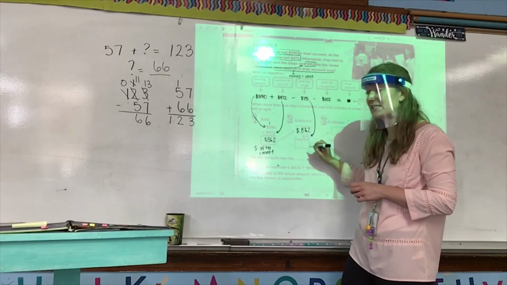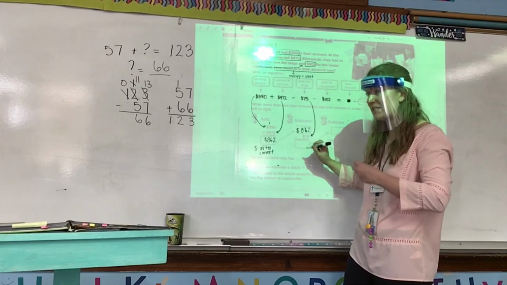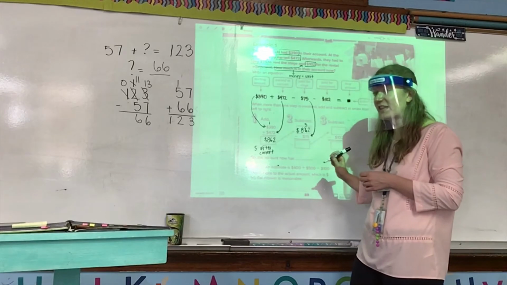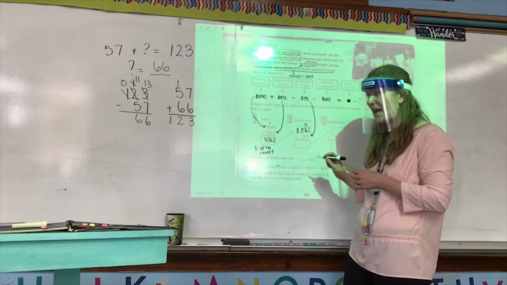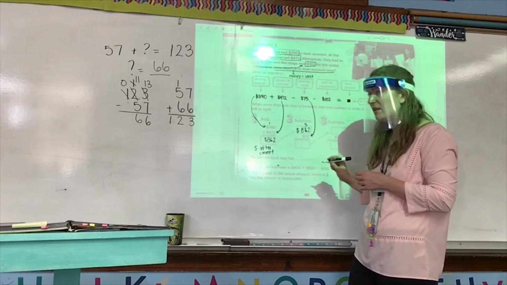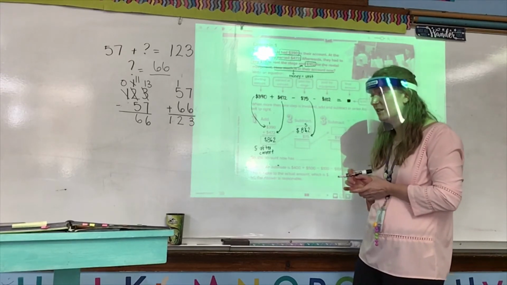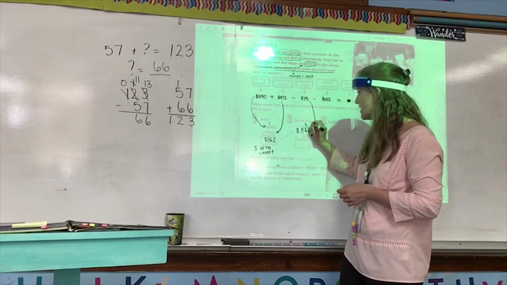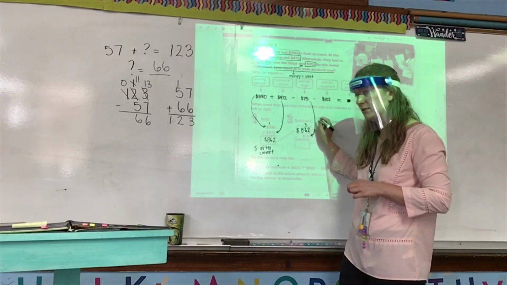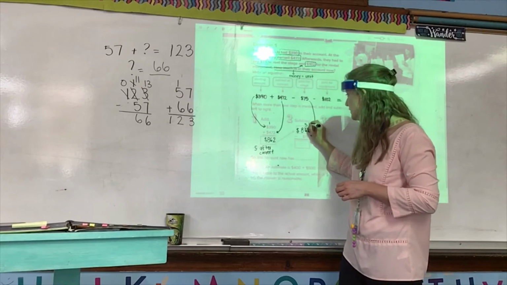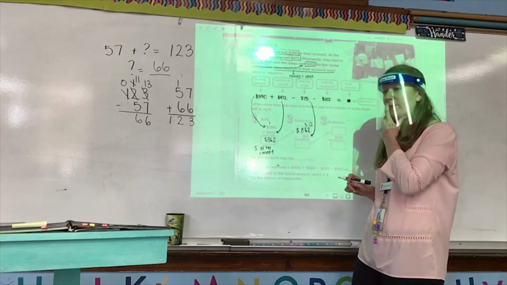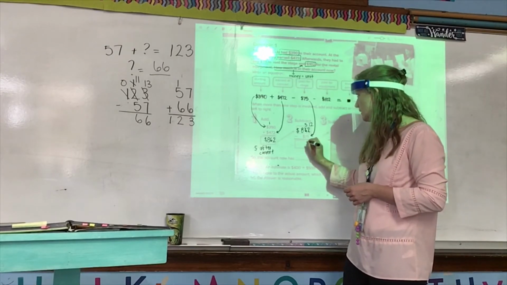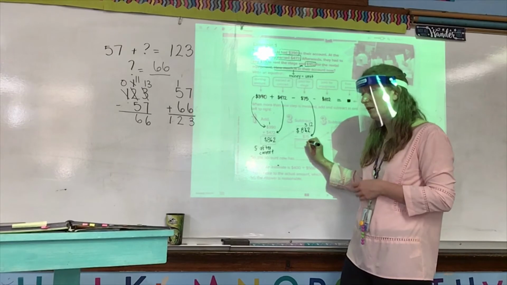I took 1. I had 6 10s. I took 1 away. How many 10s do I have left? 5. What do I do with that 10? I regroup it as how many of what? How many ones? 10 ones. I started with 2. I add 10 more. How many ones do I have now? 12. Kingston, 12 minus 5. Can I do that? What is the answer? 7.